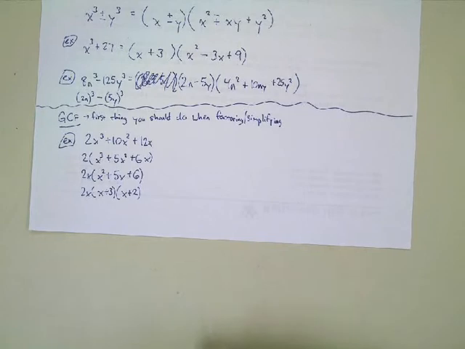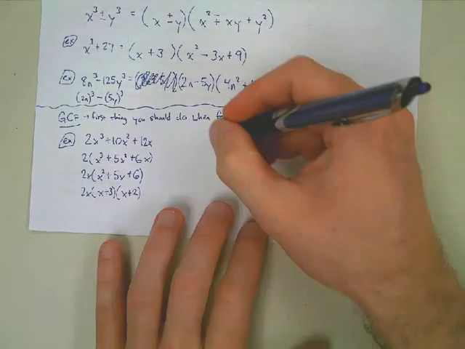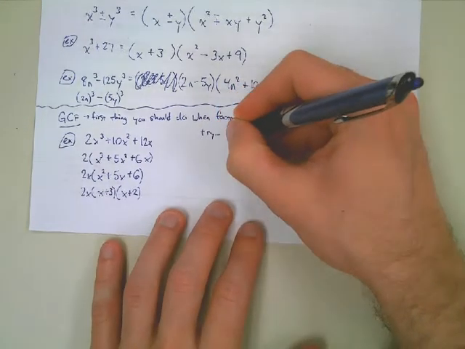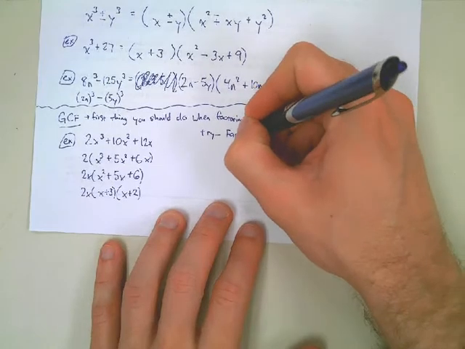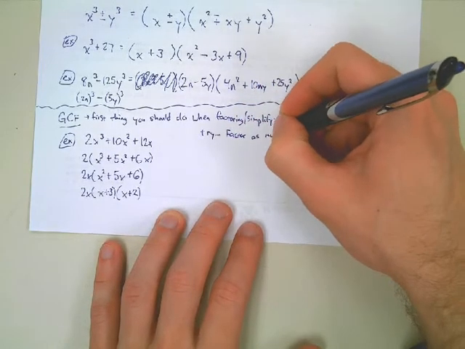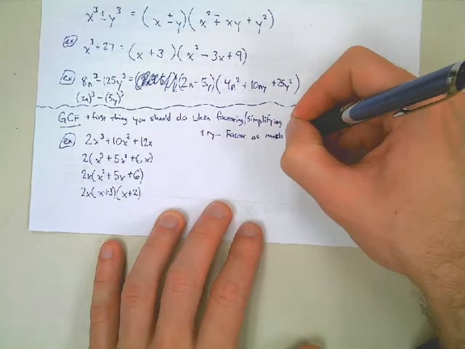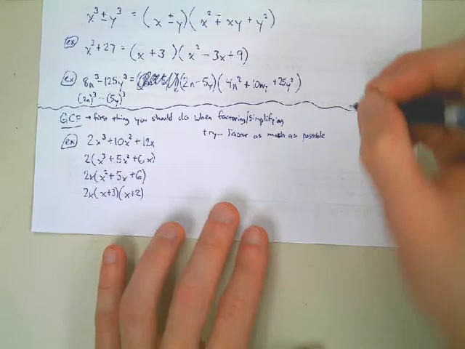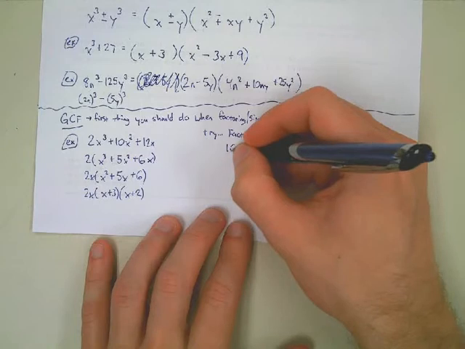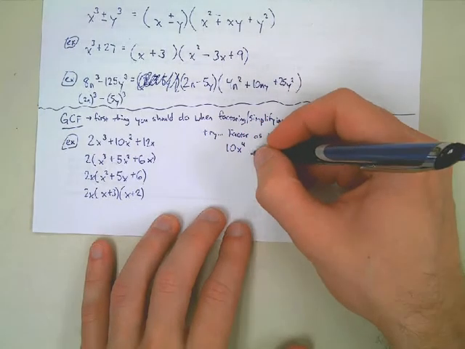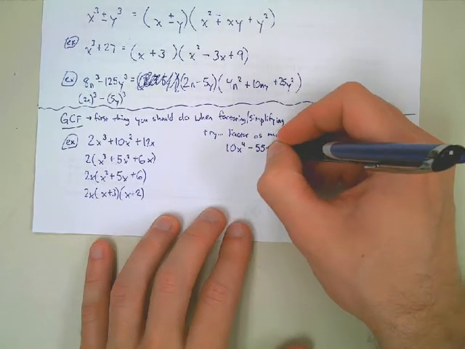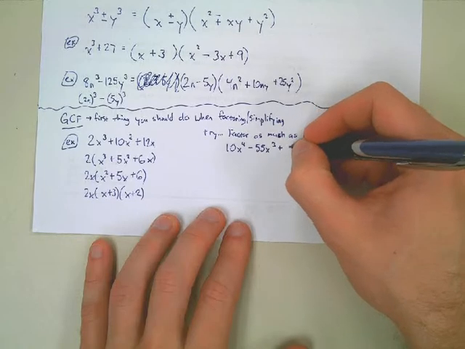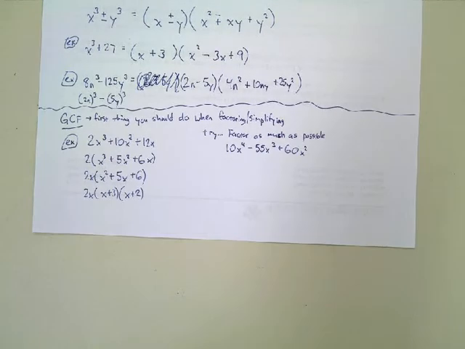All right, you guys try one. Factor as much as possible. Okay, so let's see here. 10x to the 4th minus 55x cubed plus 60x squared. Well, there you go. Give her a go. Give her a shot.